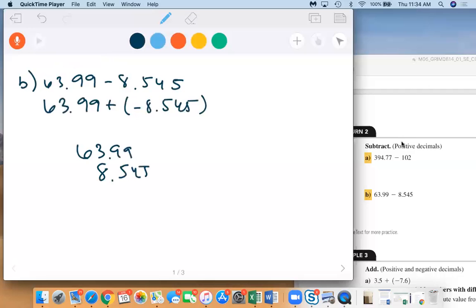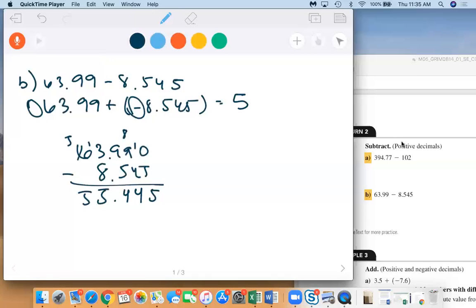8.545. We're going to put a 0 there. So this is 10, that makes that 8. So we have 10 minus 5 is 5. 8 minus 4 is 4. 9 minus 4 is 4. Line up that decimal. We borrow, we get 5, 5. So we have 55. Now, the bigger number is positive, right? The smaller number is negative. So that means our answer is positive.